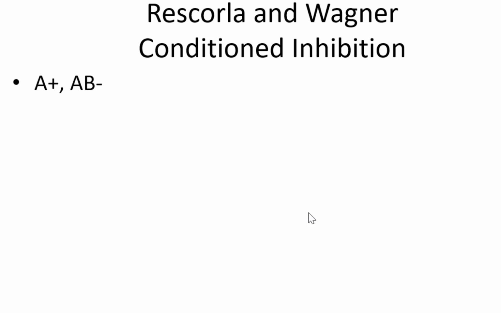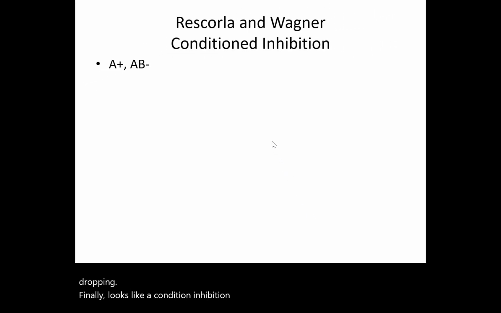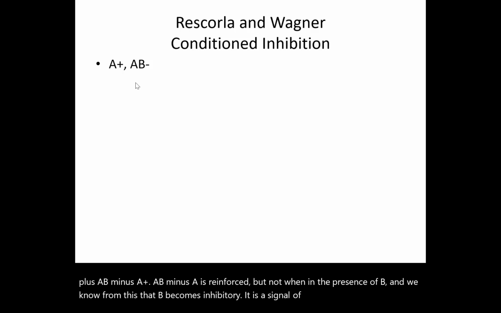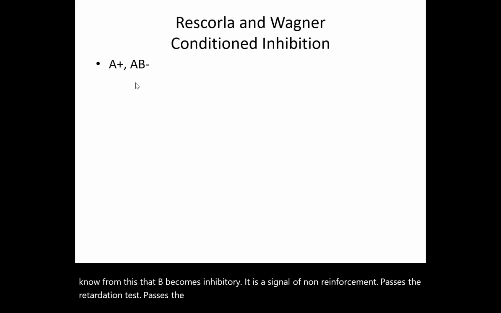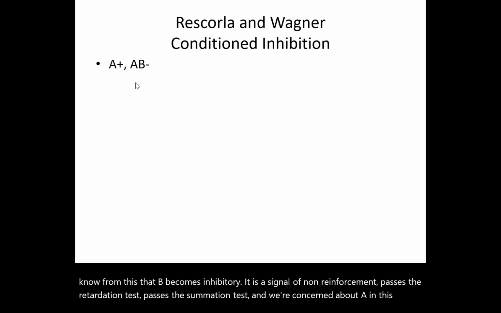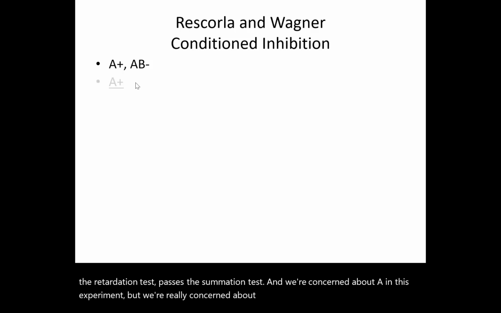Finally, let's look at conditioned inhibition. Here is the design. A plus, AB minus, A plus, AB minus. A is reinforced, but not when in the presence of B. And we know from this that B becomes inhibitory. It is a signal of non-reinforcement. Passes the retardation test, passes the summation test. We're concerned about A in this experiment, but we're really concerned about B. What is happening to B?